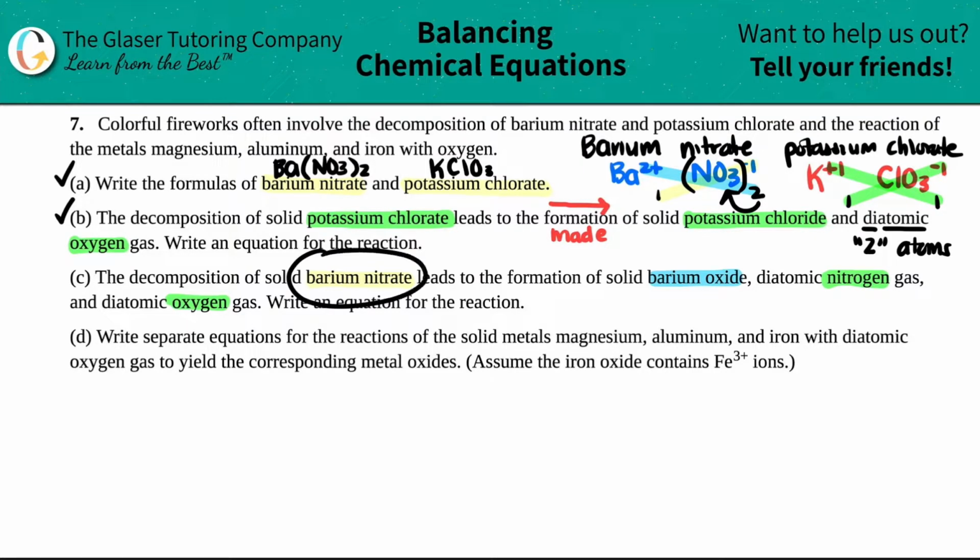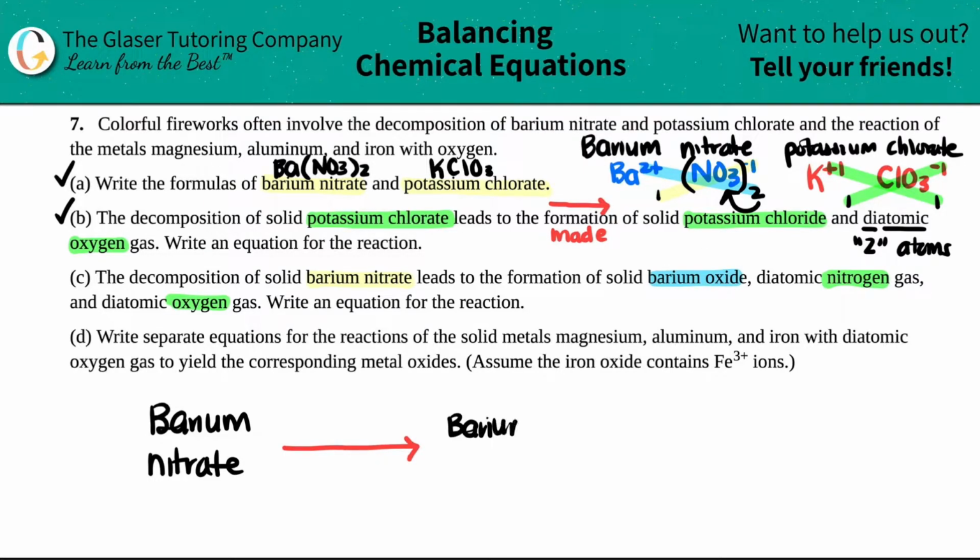They're saying that barium nitrate is now decomposing. So I know that barium nitrate is what we started with, right? This is the thing that is decomposing. And once it decomposes, it will lead to the formation you're making. So that means that I need an arrow. And what are you actually forming? Well, we're forming barium oxide. So that goes here, right? Diatomic nitrogen gas, so plus nitrogen, plus oxygen.